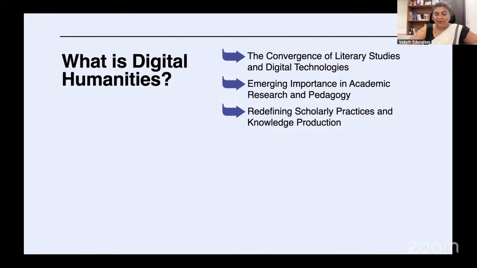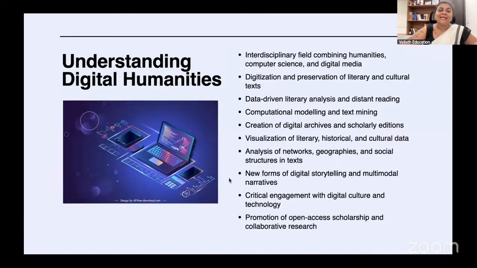Shall we go into the next slide? There are more amazing ideas that we have put here. Understanding digital humanities involves a lot of things. As Setulakshmi was saying, it is an interdisciplinary field combining all these areas, humanities, computer science, digital media. It involves digitization. It involves literary analysis, so much. Setu, would you like to elaborate? Yeah, let's look into some of these features or how we understand digital humanities in the contemporary scenario.